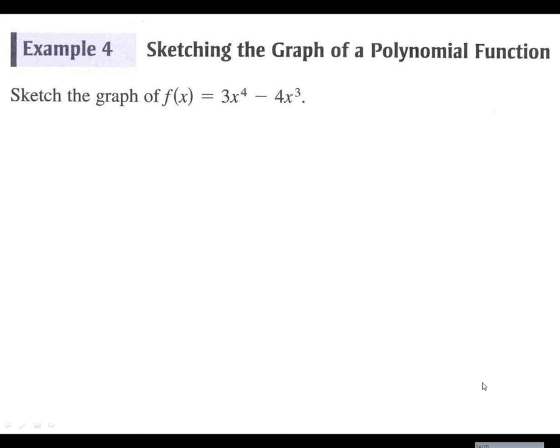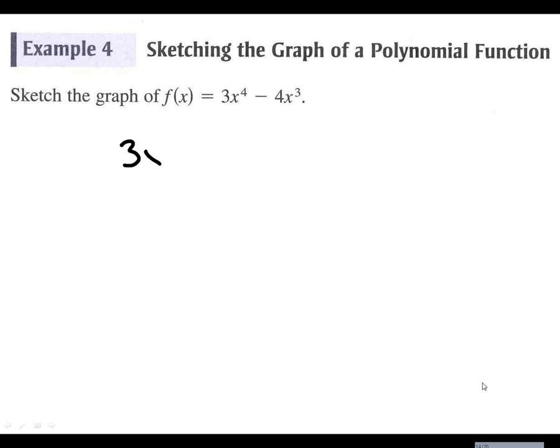Alright, example 4, we're going to sketch this polynomial. And we're going to really want to be able to do this not just with our graphing calculator, but finding the zeros so we know exactly what the graph should look like if we had to do it by hand. So to sketch this, what we're going to do first is talk about the zeros. We're going to factor out as much as we can.